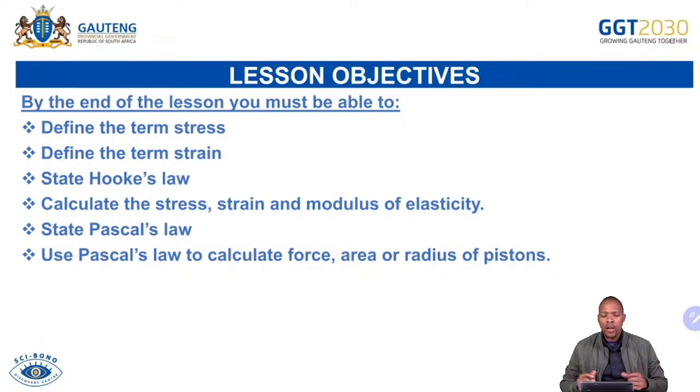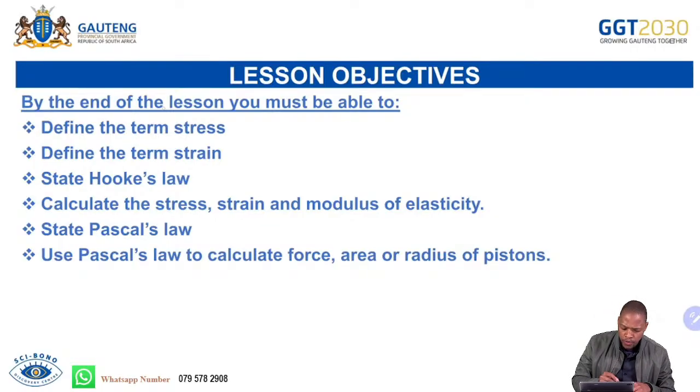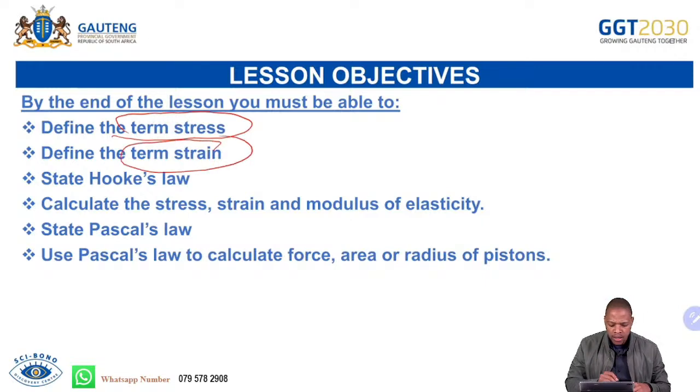All right, what are our objectives? What is it that we want you to know by the end of this lesson? By the end of this lesson, grade 12, you must be able to define the term strain. You must be able to define the terms stress and strain. Then you must be able to state Hooke's law, and then you must be able to calculate.